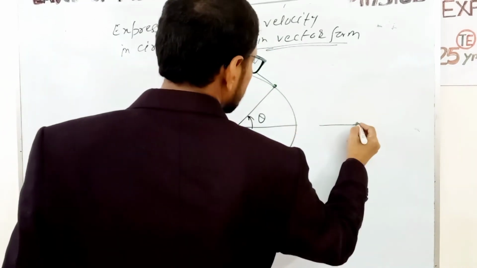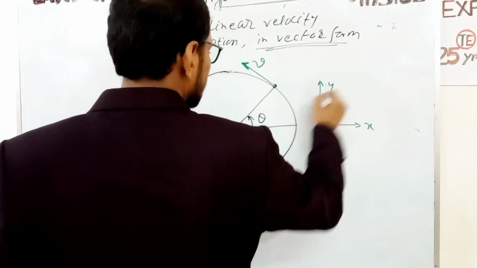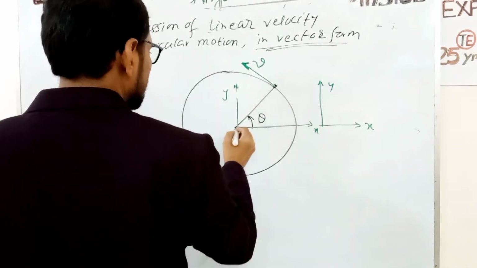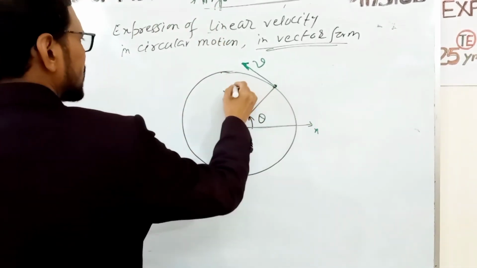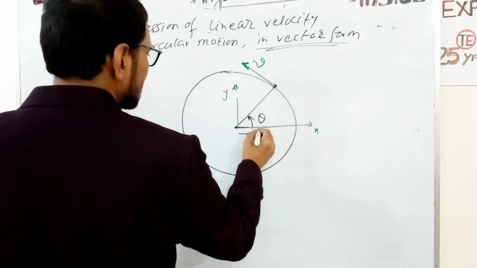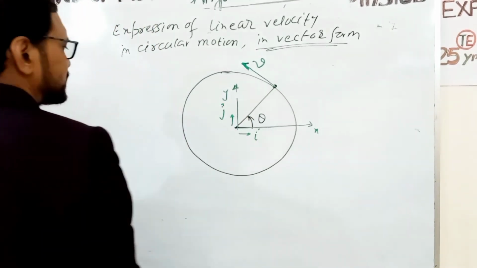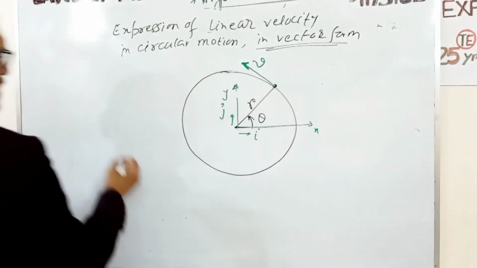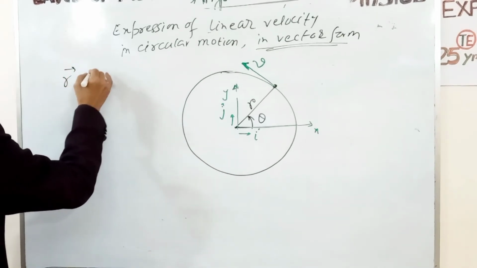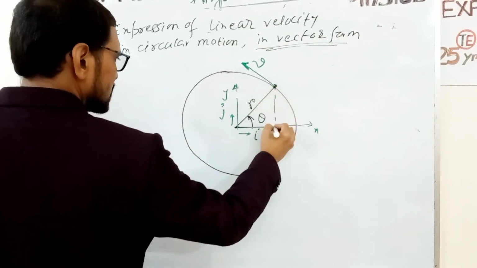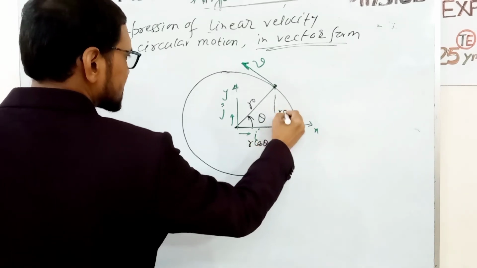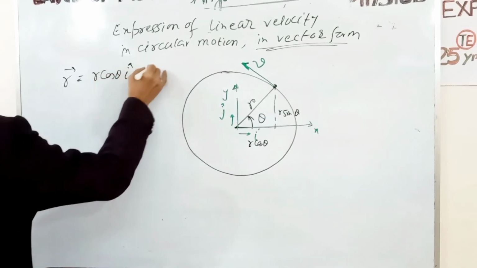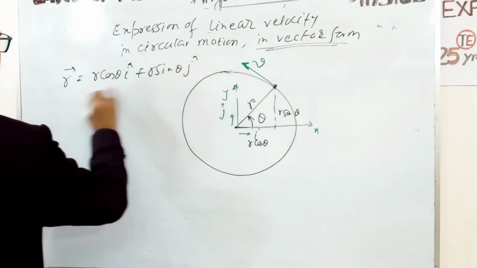If we take this as the x-axis and this as the y-axis, and this is the origin, the unit vector along this is i, and the unit vector along this is j, and this is the radius of the circle. Now what is the vector form of r? We know this is r cos theta and this is r sin theta. So r equals r cos theta i plus r sin theta j. This is the vector form of r.